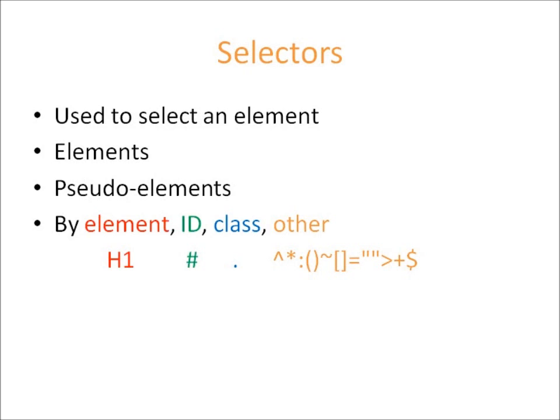So selecting by an element name is easy. You just use the name. Selecting by the ID attribute inside of that element, you use the hash, and class is a dot. But then there's all these other symbols. Let's talk about them.